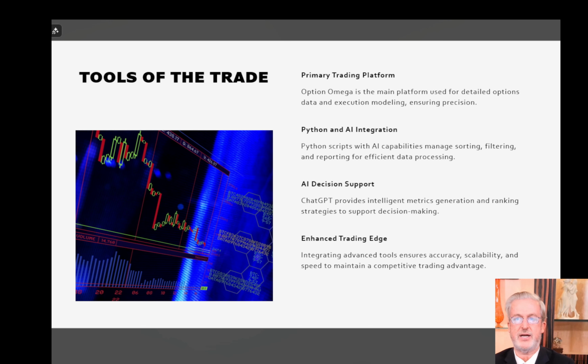The tools of the trade we use: our primary trading platform is Options Omega. So yes, we do the backtesting and we do the trading in Options Omega. I want you to understand that.